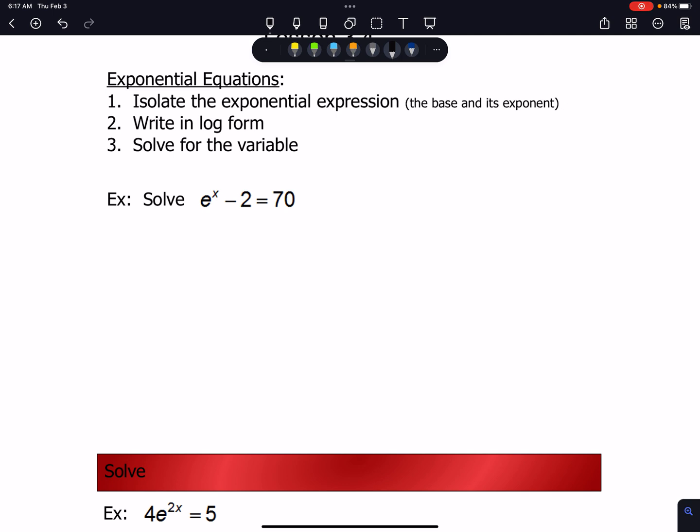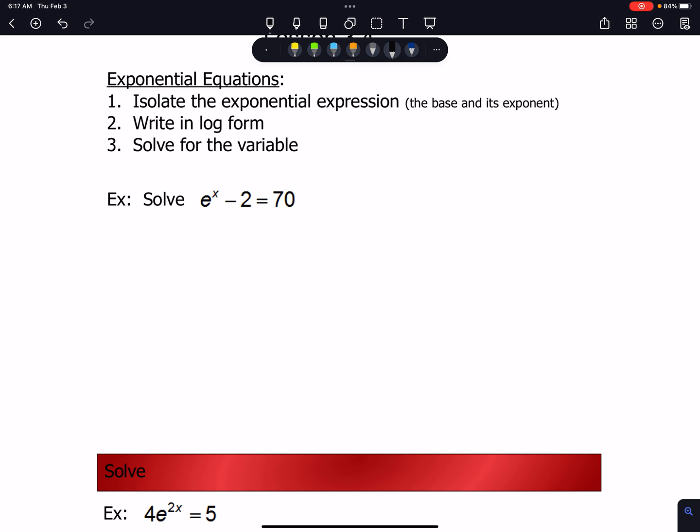We're going to isolate the exponential expression. The exponential expression will be the base and its exponent. We're then going to write in log form, so we will transform our exponential equation to log form, and then we're going to solve for the variable.